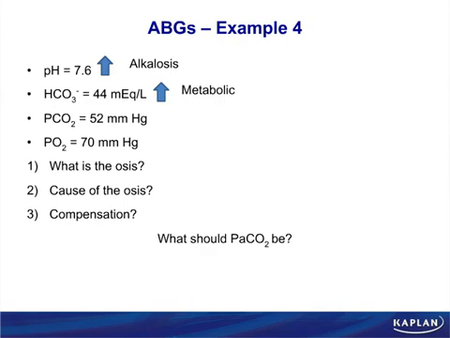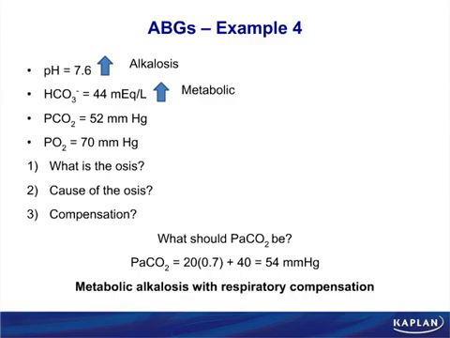Well, here's where we use Summers' equation. PCO2 is going to go up 0.7 for every 1 milliequivalent increase in bicarb. Well, bicarb's 44. That's 20 above normal. So 20 times 0.7 gives me 14, plus 40 is 54. Patient has 52, so it's within 2. Remember, I'll go 2 either side. So this is a metabolic alkalosis with a respiratory compensation.